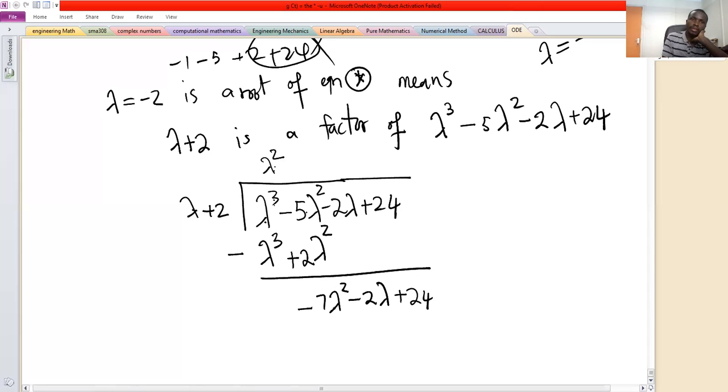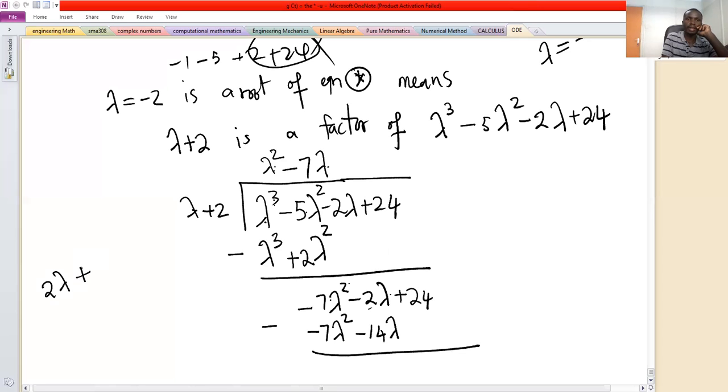What you multiply by lambda to get minus 7 lambda squared is minus 7 lambda. So that would be minus 7 lambda squared. Minus 7 lambda times 2 is minus 14 lambda. And then you subtract. Minus 7 lambda squared minus minus 7 lambda squared is 0. Minus 2 lambda minus 14 lambda. So it's like we have 2 lambda, minus is plus, minus 2 lambda, minus is plus 14 lambda. This will give us 12 lambda. So 12 lambda, bring down this 24.